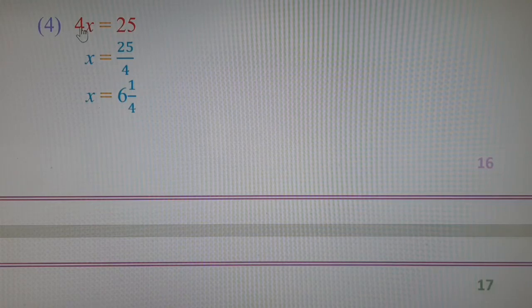So 4 is in the numerator, and when it is transferred to the other side from left hand side to right hand side, it will go in the denominator. So multiply 4 will become divide 4, and 25 upon 4 we will get. x equal to 25 upon 4. But 25 upon 4 cannot be solved or simplified further or reduced further.